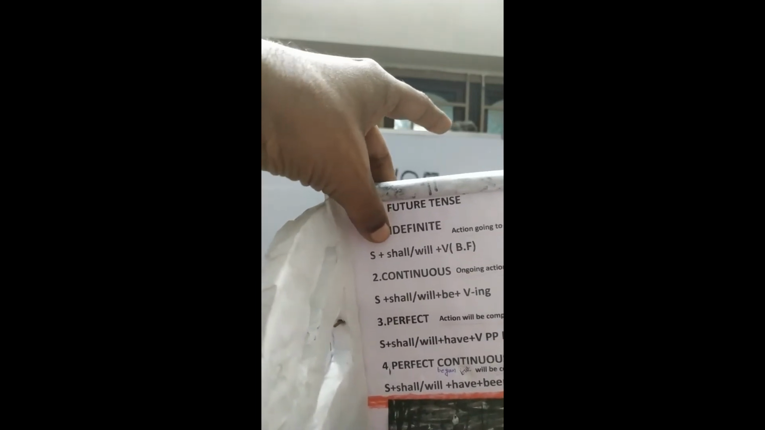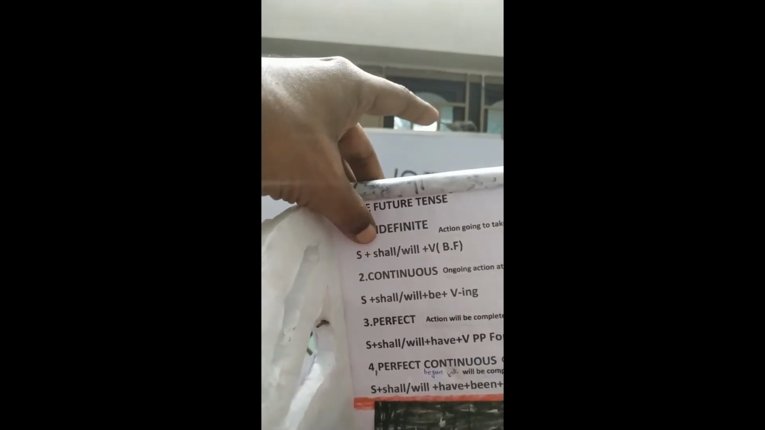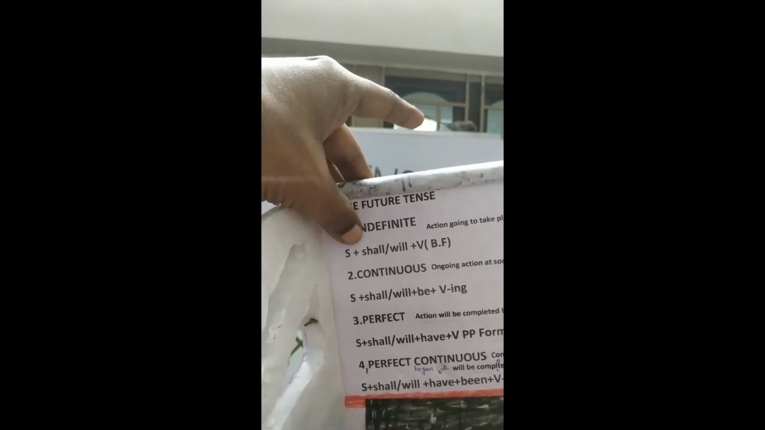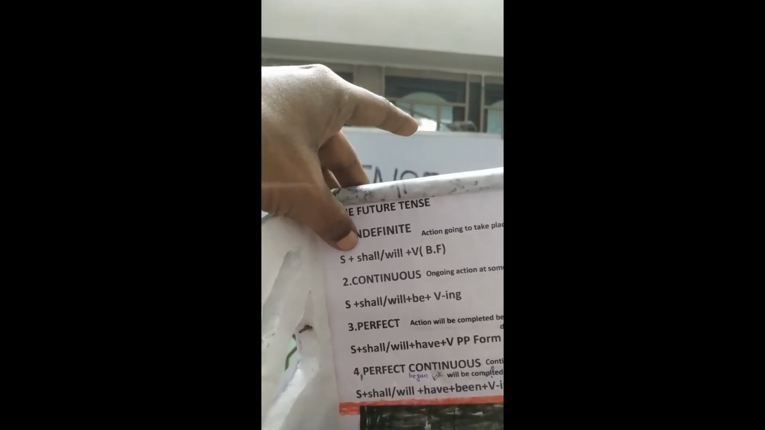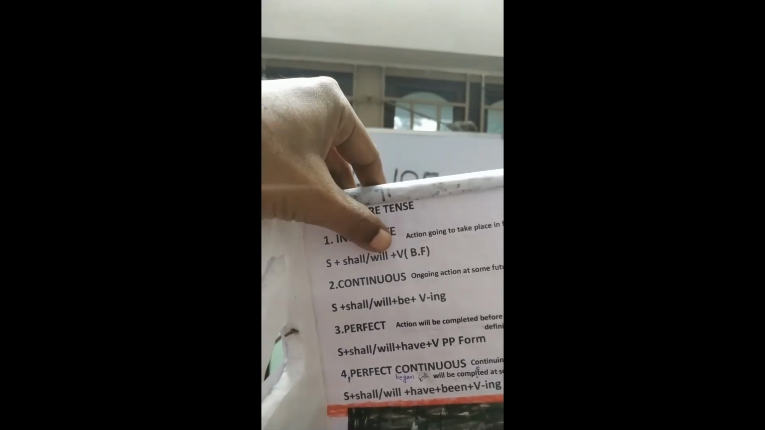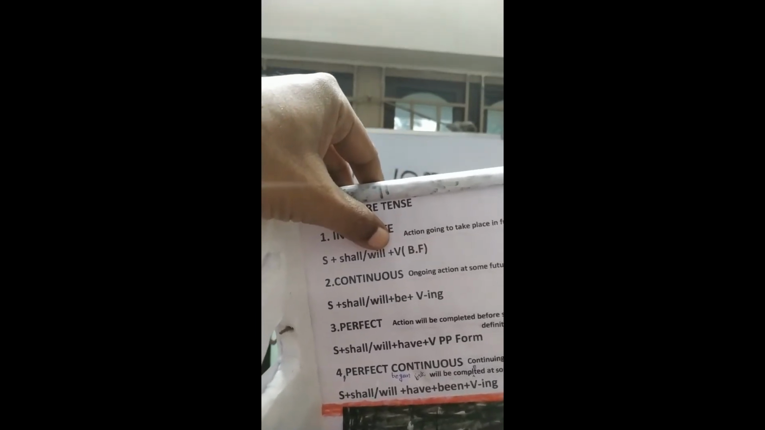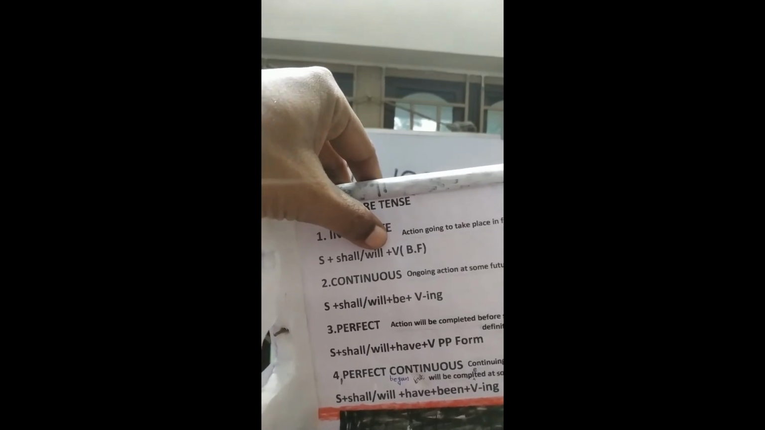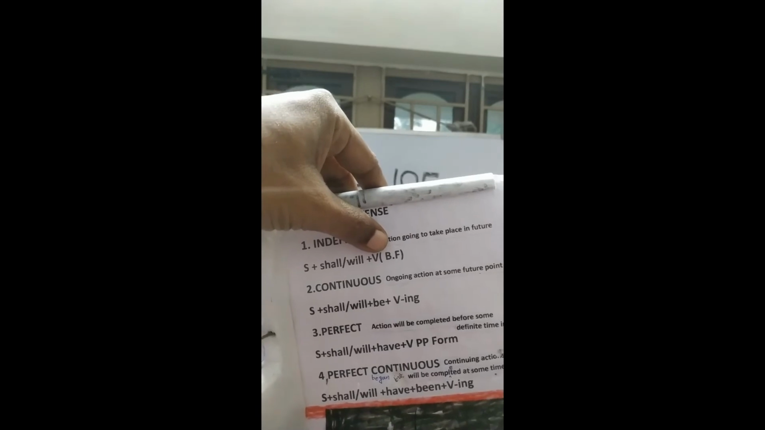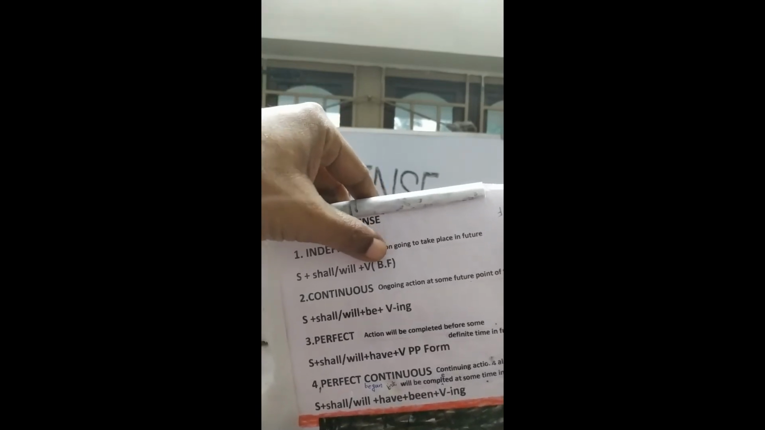You have to write subject first, and according to the number and person of the subject, you have to write either shall or will. And this shall or will be followed by the base form. BF means base form of the verb.